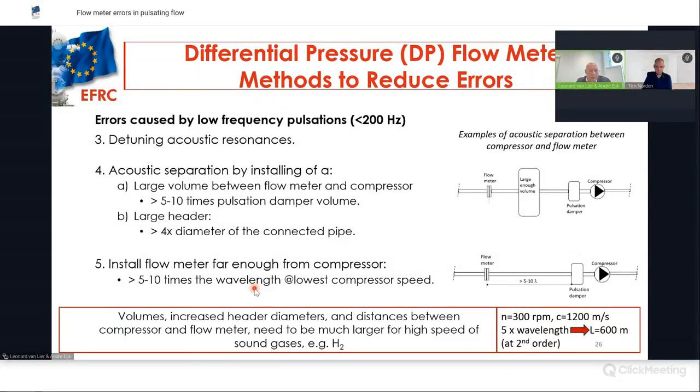You shall keep in mind that volumes, increased header diameters, and distances between compressor and flow meter need to be much larger for the higher speed of sound gases, for instance, for hydrogen. And I've given an example here on the right-hand side: a compressor with a speed of 300 RPM, speed of sound 1200, and for 5 times the wavelength, you have already a length of 600 meters, which is quite long.